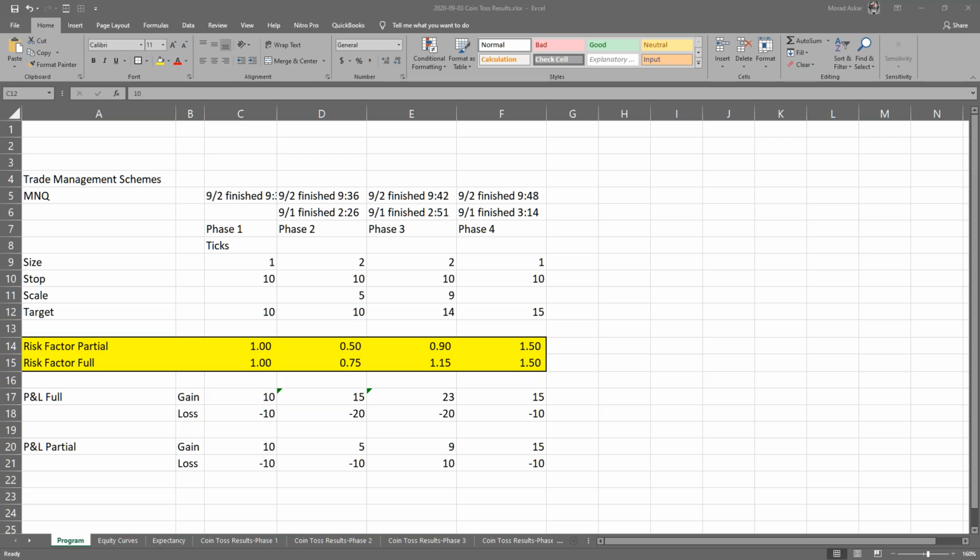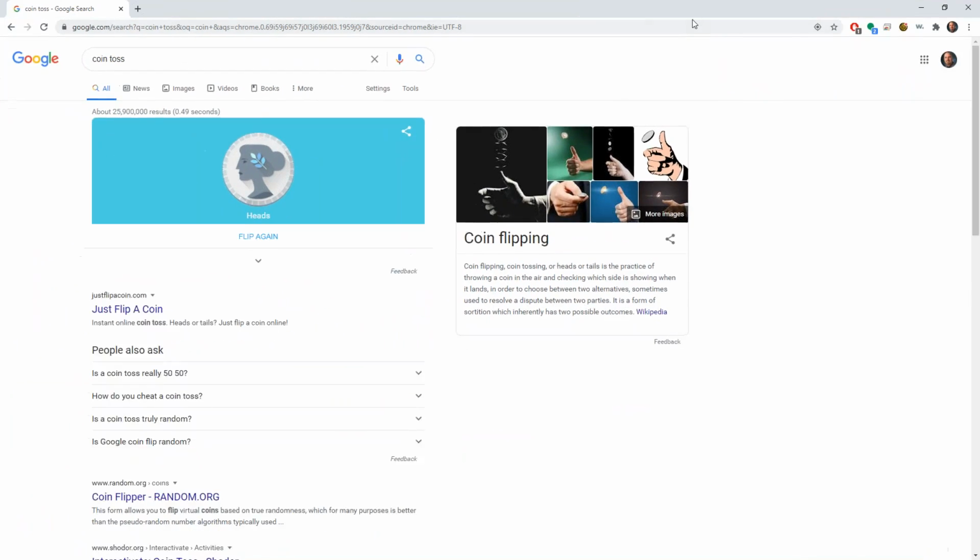Okay, so I'll show you my exact entry signal. Let's see if anybody's awake. Are you interested in seeing what my entry signal is? It's very sophisticated. Everybody's saying yes. Good. Just want to make sure you're awake. There it is. You just go to Google and say coin toss, and then you flip. Okay. You get stopped out, you get your target, you flip again. You get stopped out, you get your target, you flip again. Okay. Heads are longs, tails are shorts.